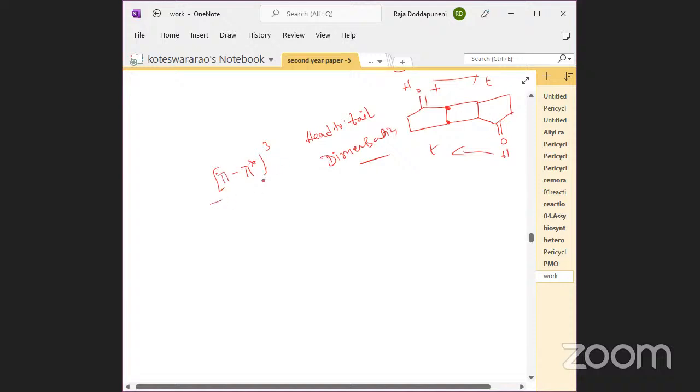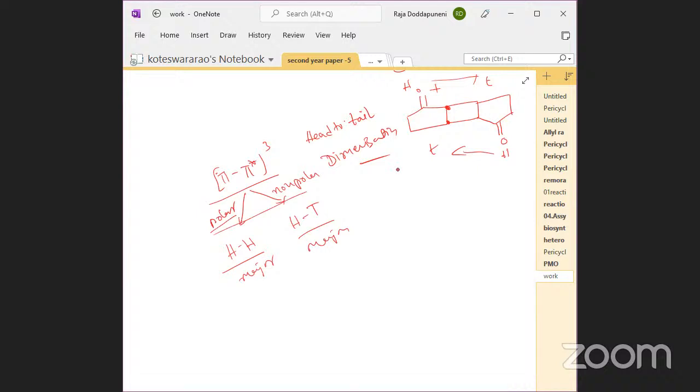This pi-pi star triplet state energy, after generation, we are using two kinds of solvents: one is polar solvents, another one is non-polar solvents. In the polar solvent, it leads to the formation of the head-to-head product as the major product. In the non-polar solvents, the head-to-tail product is the major product. That is, the solvent condition influences the formation of the dimer product. The solvent used in the reaction influences the product formed, right? Similarly, the reaction takes place with cyclohexenone, maleic anhydride, 1,4-naphthoquinone or coumarin, leading to the formation of dimer products.